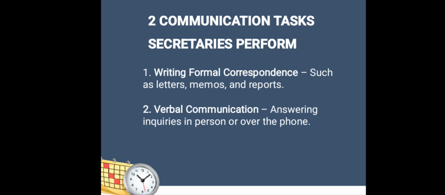So second, we have verbal communication. It is answering inquiries in person or over the phone. Of course, I have an example. For example, a secretary answering parents' questions about enrollment over the phone. That is verbal communication. So that is the end of my report.